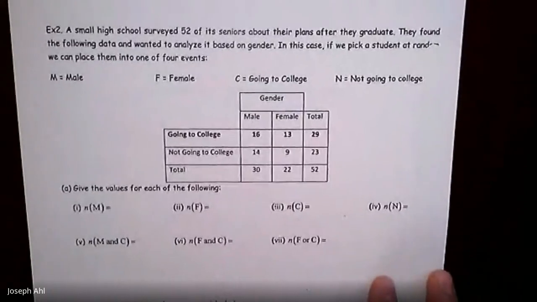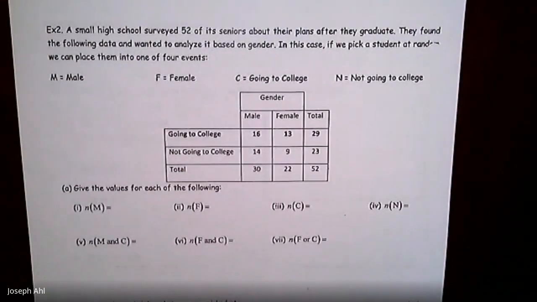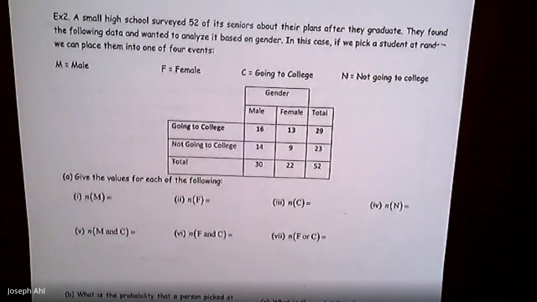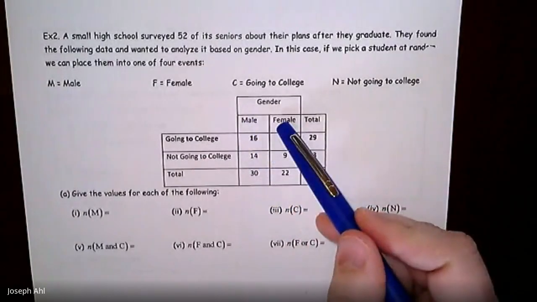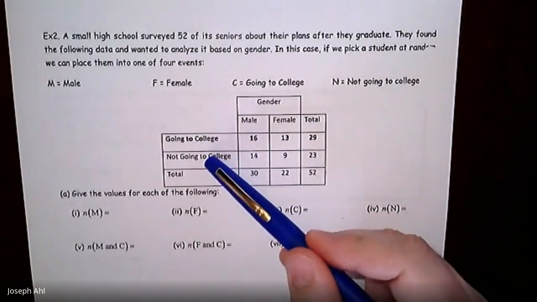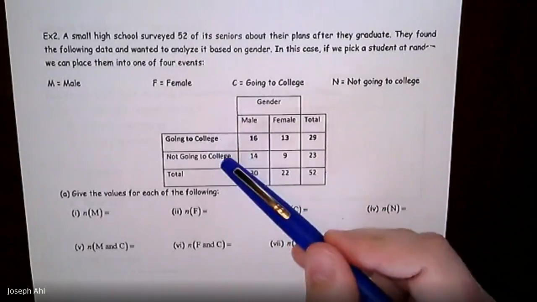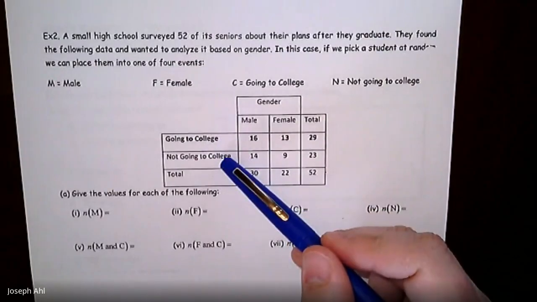Let's see what this might look like in terms of some of the tables that we've seen. Okay, so in example 2 here, a small high school surveyed 52 of its seniors about plans after graduation. They found the data and wanted to analyze it based on gender. So you can see we have some data for males and females in the top 2 columns. And then we have going to college versus not going to college down here.